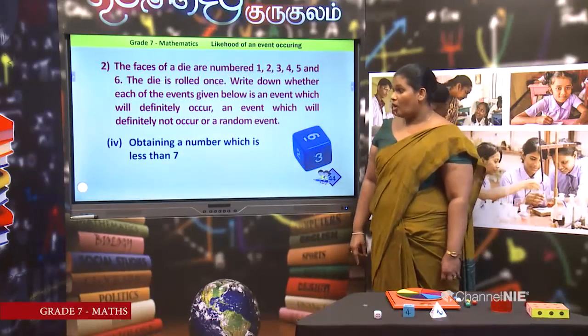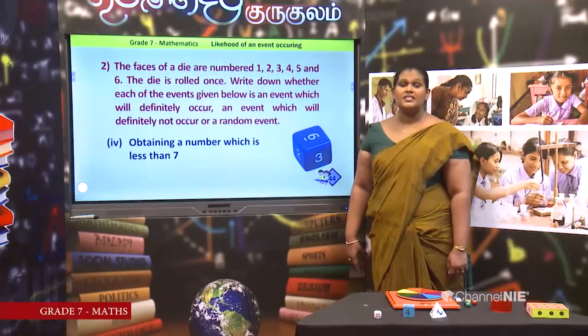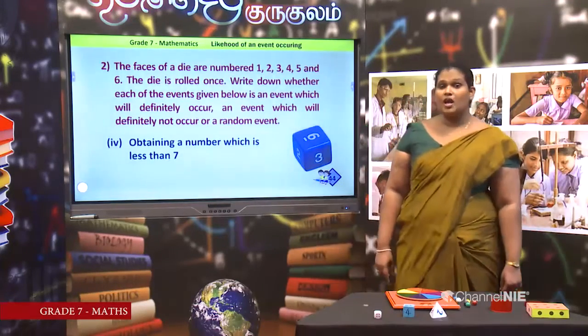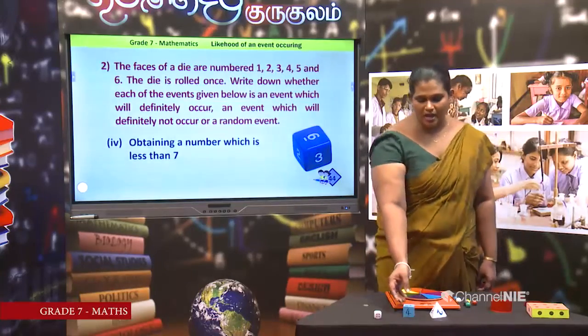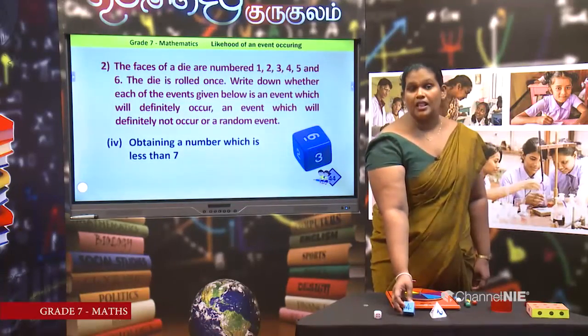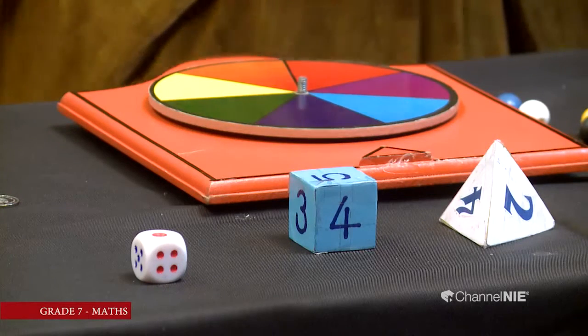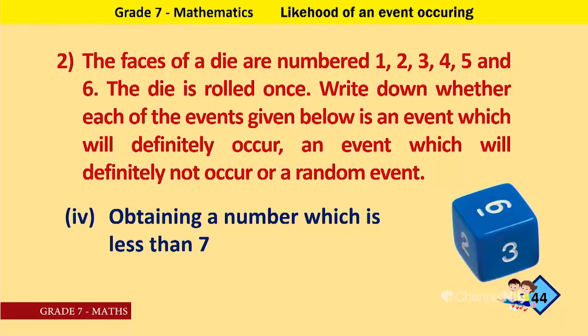Right. Obtaining a number which is less than 7. Right. Once again, I have numbers from 1 to 6 in my regular die. Therefore, obviously, I will obtain a number which is less than 7. Therefore, I can say it's an event that would definitely occur.